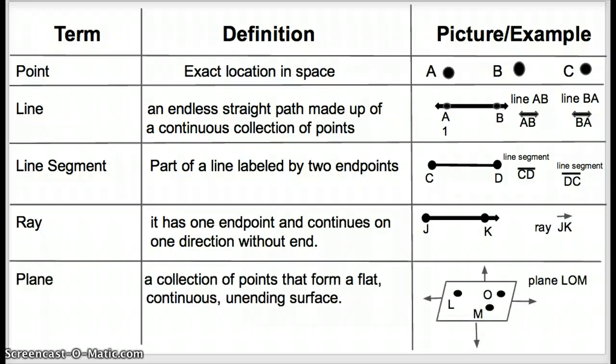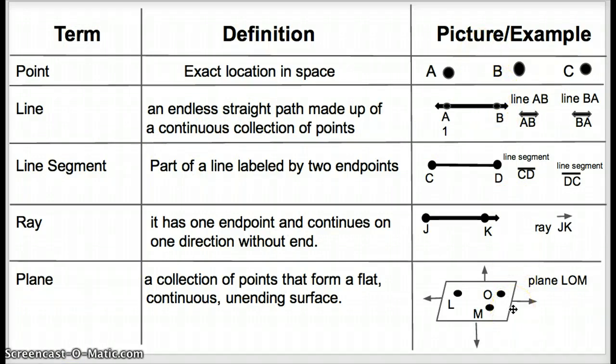Go to the next. After ray, we call a plane. It's a collection of points that form a flat, continuous, unending surface. That is the definition. This is the example. So you need to make sure you're drawing these pictures and labeling it just like I have it labeled, so you have an example in your notes of what each of these is. So if you haven't been doing that, make sure you pause the video and get that done. I will not let you go on unless you have the term, the definition, and also a picture drawn for an example.